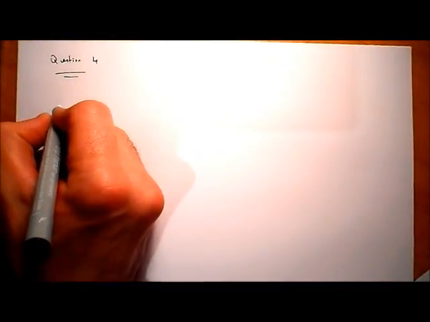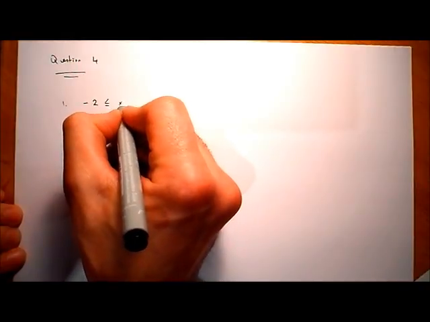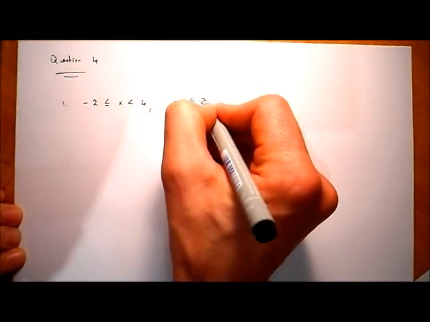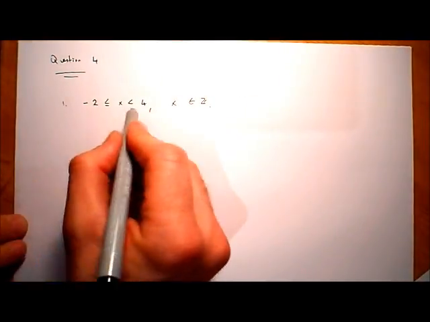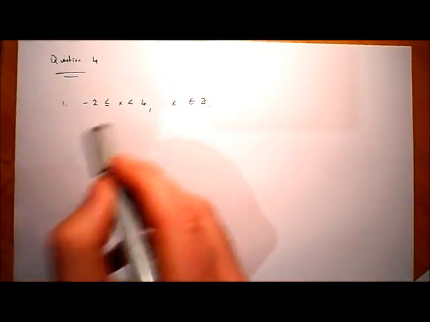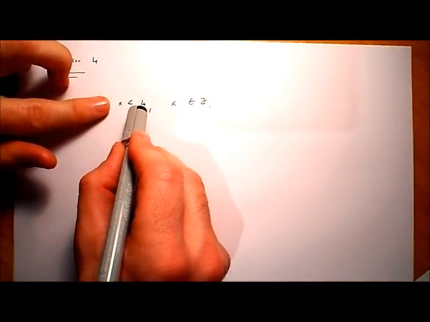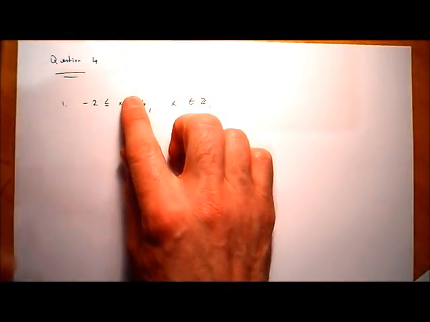The first one is in 2 parts. I've got minus 2 less than or equal to x, which is less than 4, and then it says x is an integer. So we're told that x is an integer. If I look at it from the x is less than 4, and then if I read it from here, x is bigger than or equal to minus 2. So it's any integer that is bigger than or equal to minus 2 but is less than 4.